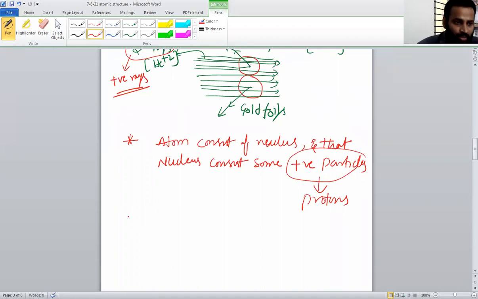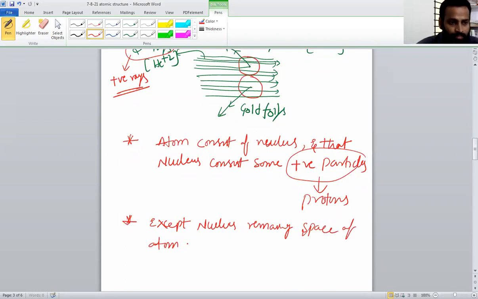That also you please write down. So you have to write like this: except nucleus, the remaining space of atom is empty. Remaining space of atom is empty.